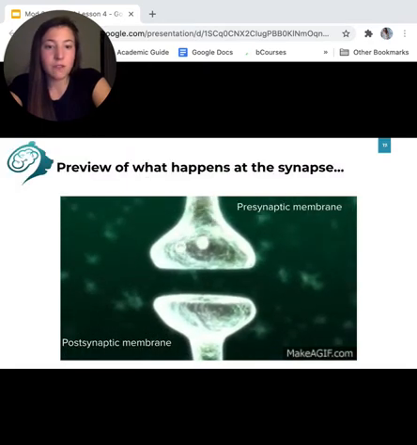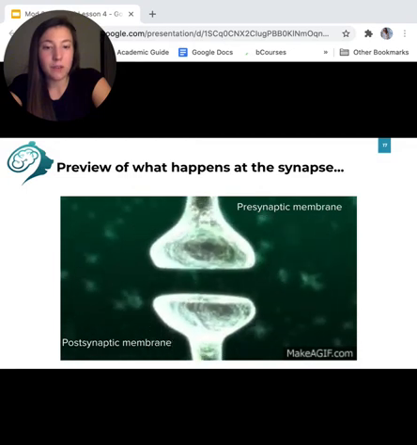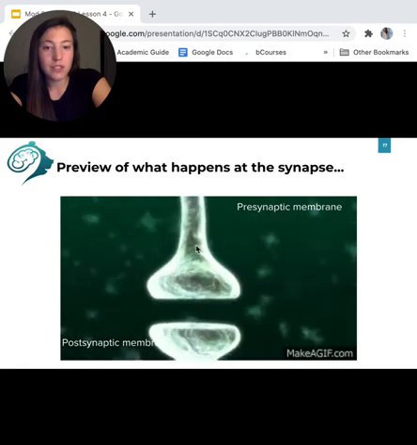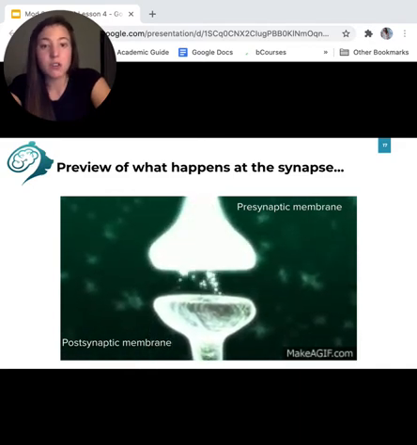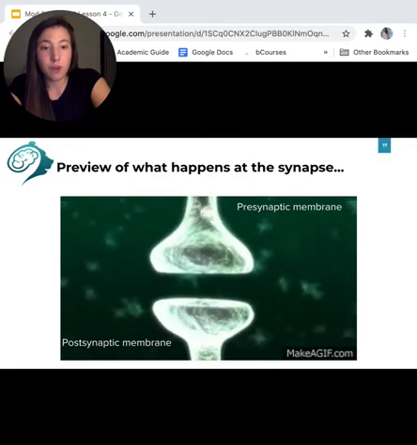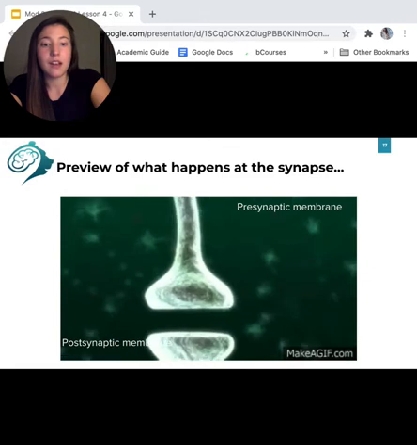Here is just a fun little preview of what happens at the synapse. So you can faintly see these little circles. These are the synaptic vesicles, and they hold neurotransmitters. The light represents the action potential, and when the action potential reaches the terminal, the neurotransmitters are released from the presynaptic membrane, and they bind on the postsynaptic membrane, causing an action potential.